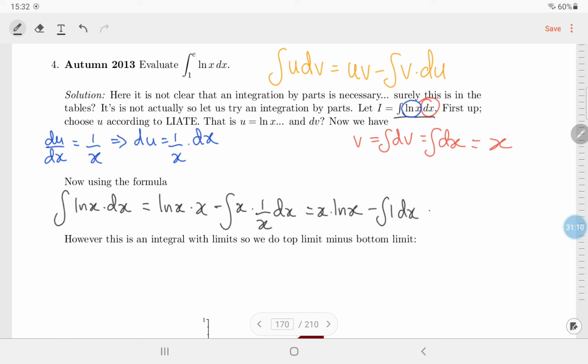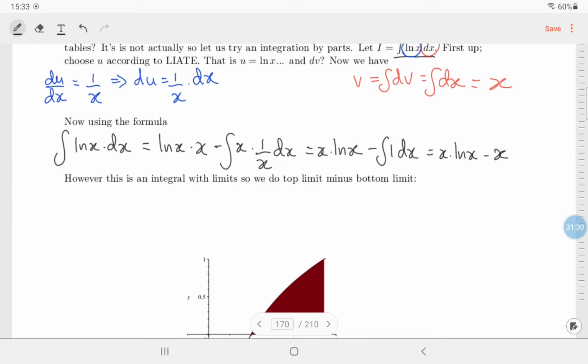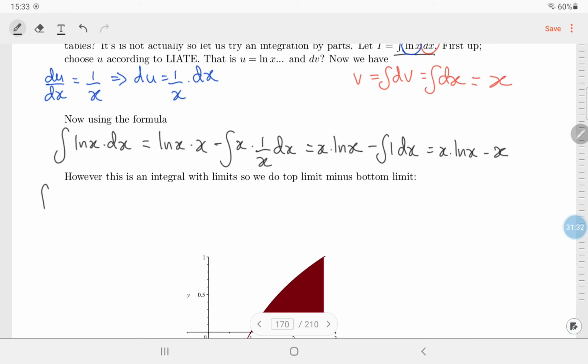So you get x log x minus, and what's the antiderivative of 1 with respect to x? What do you differentiate with respect to x and get 1? The answer is x. So the antiderivative of log of x is x log x minus x plus a constant. But here we're doing an integral, so we really don't need the plus c. So we get that the integral 1 to e log of x dx.